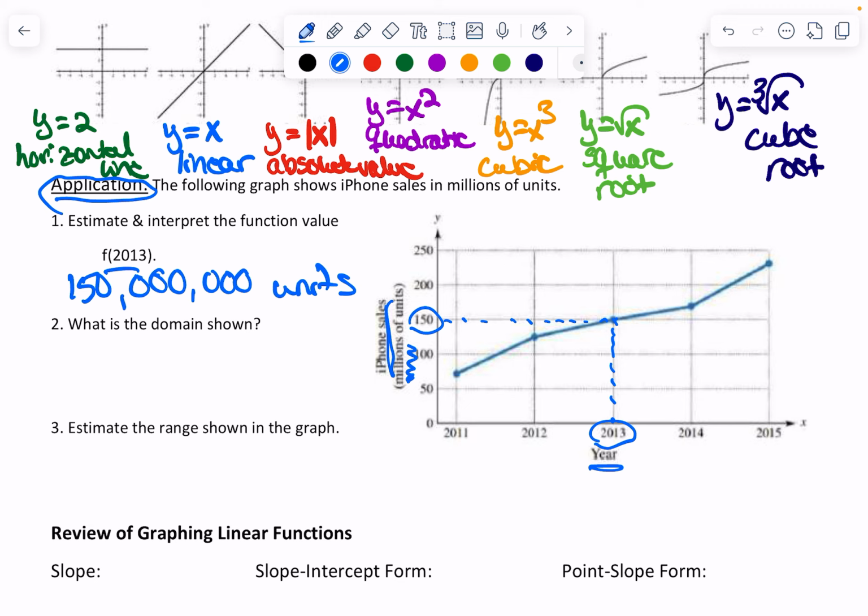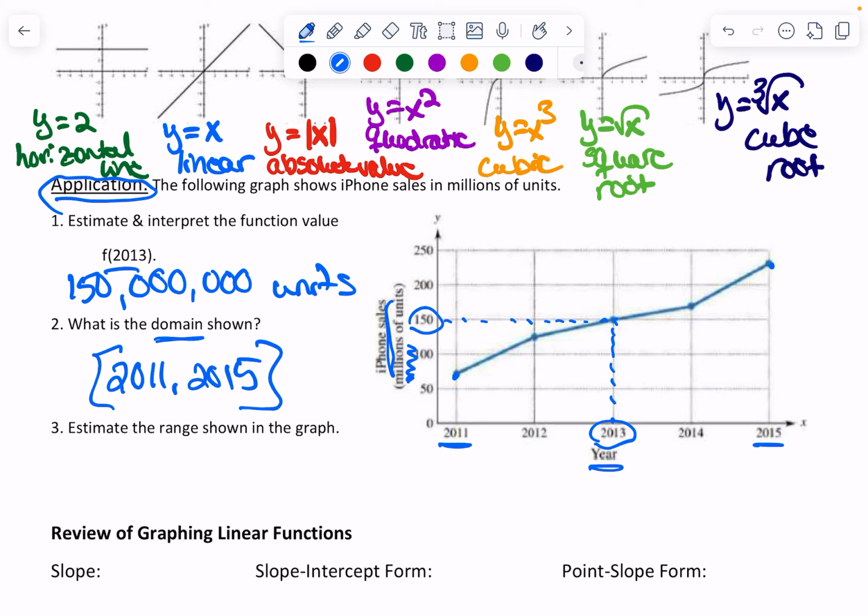Next question is, what is the domain shown? So our domain is the x-axis. We start at 2011, and we end at 2015. So our domain would be from 2011 to 2015, and both of those are included because there's the closed dots on both ends. Estimate the range shown in the graph.